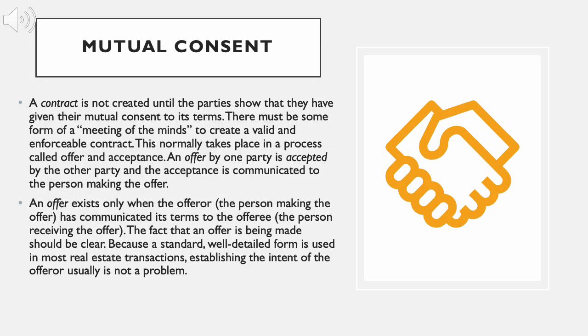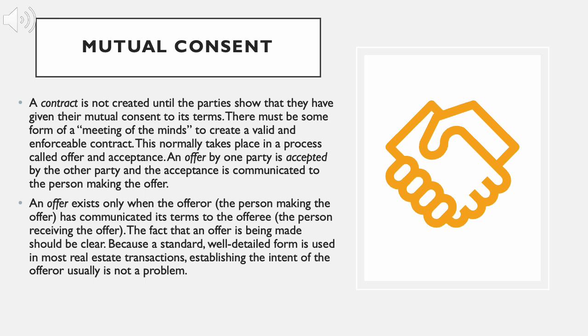Mutual consent. A contract is not created until the parties show that they have given their mutual consent to its terms. There must be some form of a meeting of the minds to create a valid and enforceable contract. This normally takes place in a process called offer and acceptance.